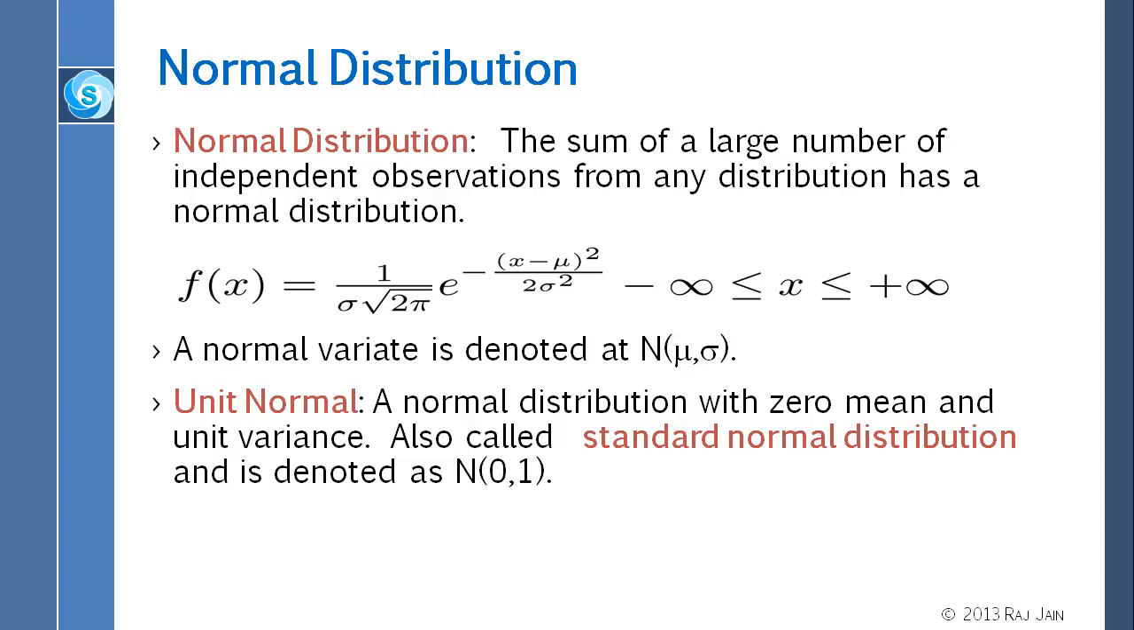For a normal variate, we use the notation N(mu, sigma), instead of writing all this, where mu is the mean and sigma is the standard deviation. If it is 0 and 1, which means the mean is 0 and the standard deviation is 1, we call it a standard normal distribution, or unit normal distribution. We are going to use it very much throughout this book, this chapter, and this course. A unit normal distribution is one which has a mean of 0 and a standard deviation of 1.